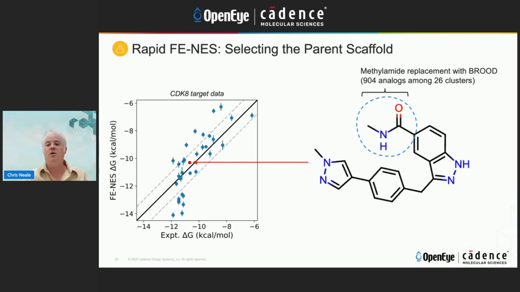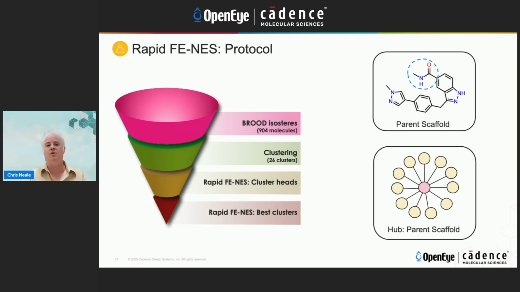I visualized that molecule and I saw that there was some space around this methylamide, so I selected it for molecular ideation. Brood is going to generate a variety of variants that have similar shape and color in this region, but different chemistry. So that gave me about 900 different analogs. I took those analogs and I clustered them, and that resulted in 26 different clusters.